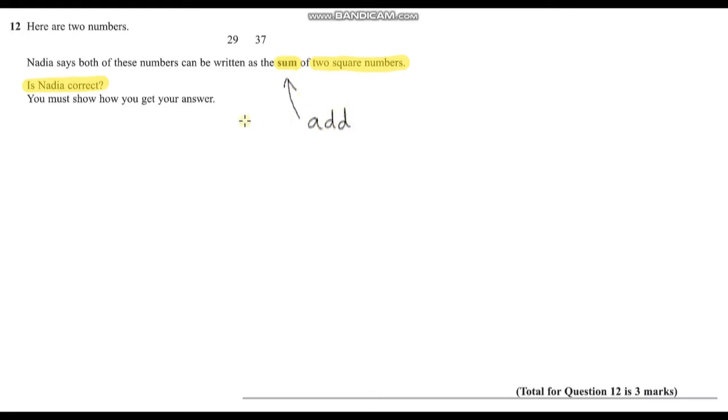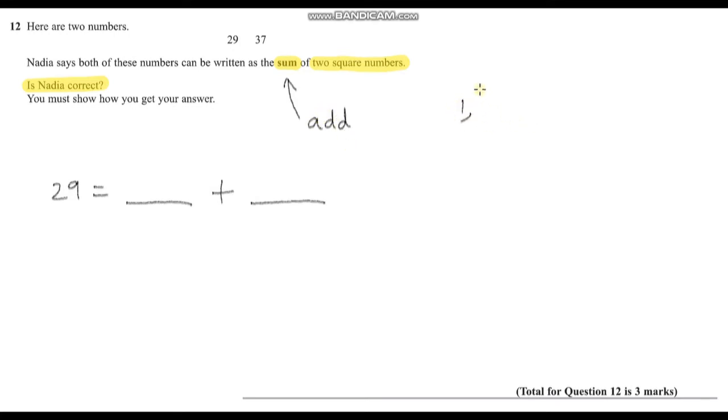So what we're doing is finding 2 square numbers that, when you add them together, you get these 2 numbers. So first of all, let's think about 29. Can you write 29 as the sum of 2 square numbers? For this, I think the easiest thing to do is just to write down our square numbers. So let's just list them.